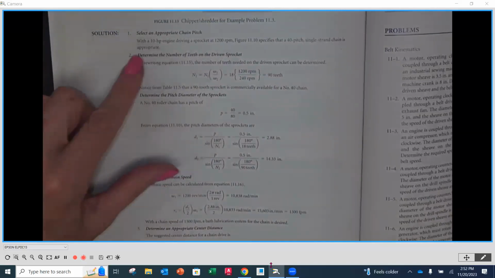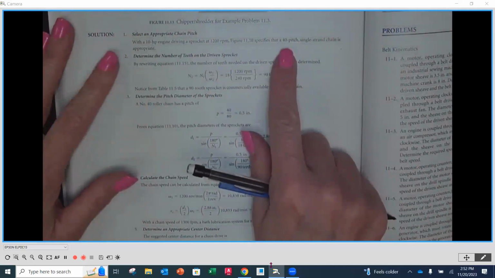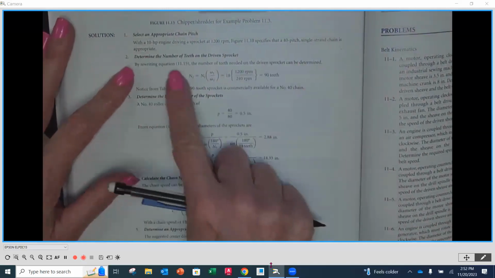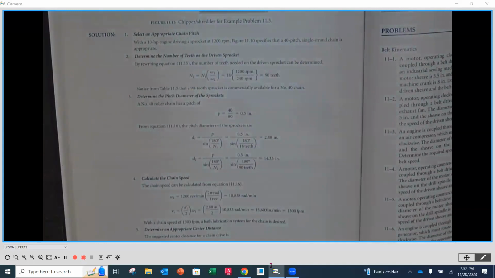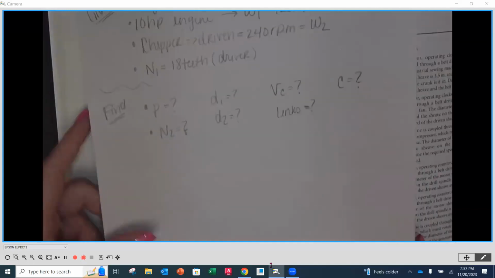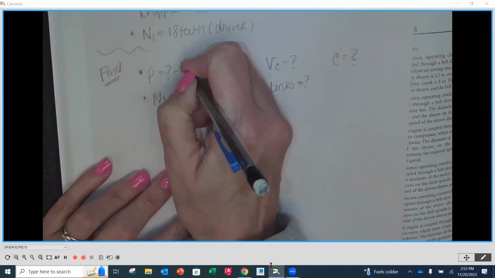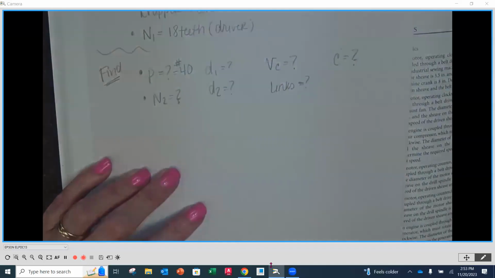They have all the information. So notice that they selected the number 40 chain. So now what we want to do is determine, and we'll put this up here, we're going to go with 40, number 40 chain.